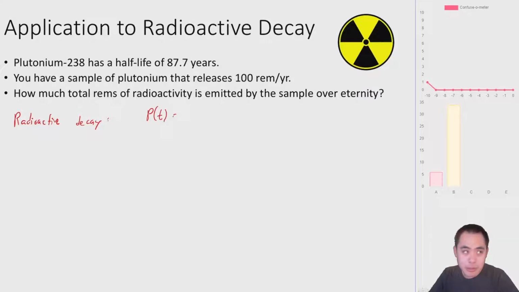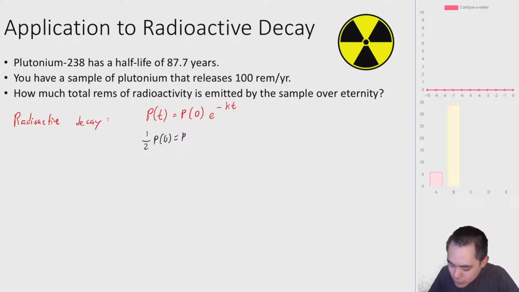So P of t is going to be equal to the amount P of 0 times e to the minus kt, where k is some constant. And P is the amount of plutonium that you have. Okay? So what we want is there to be 1/2 of the original amount of plutonium. And so if P of 0 is the original amount of plutonium, you want 1/2 P of 0 equal to P of 0 e to the minus kt. And we know that the amount of time it takes to get to 1/2 is equal to 87.7.